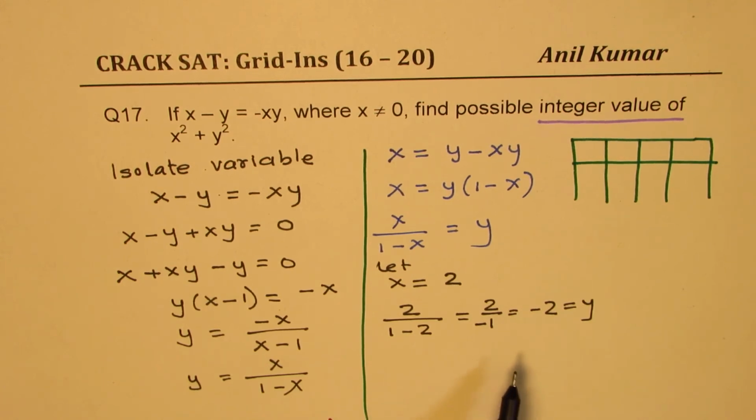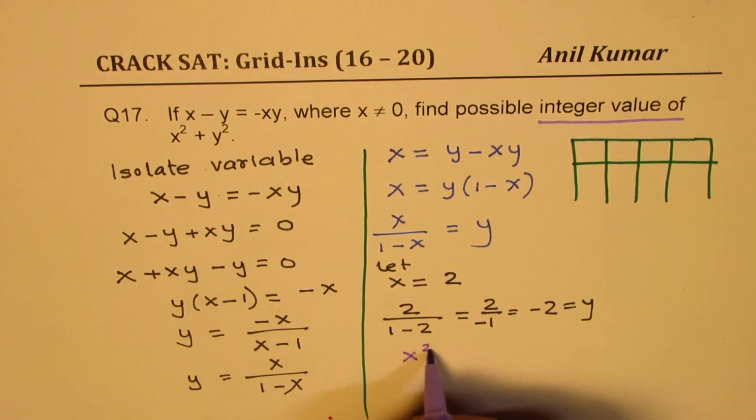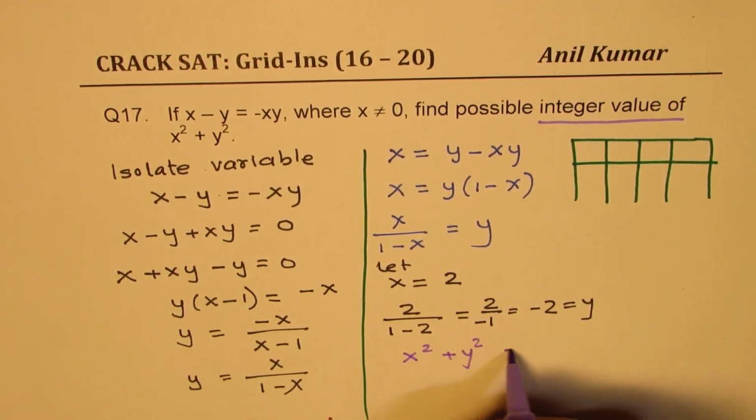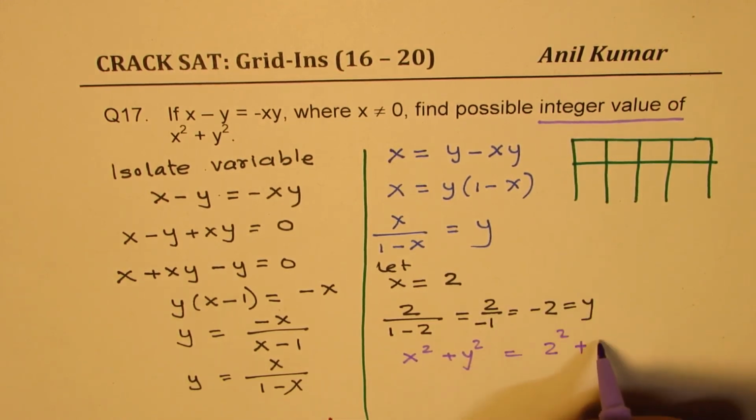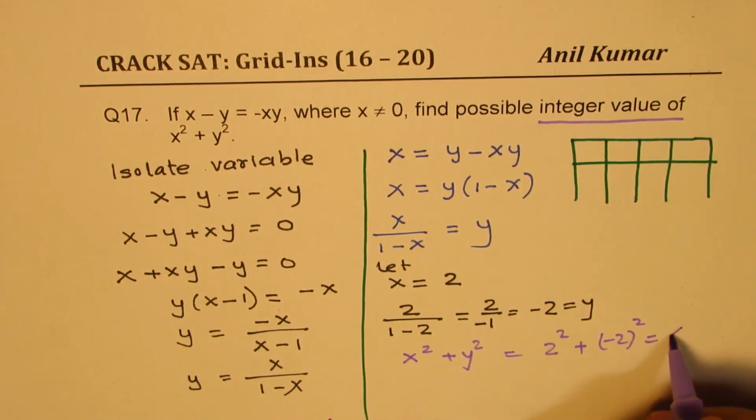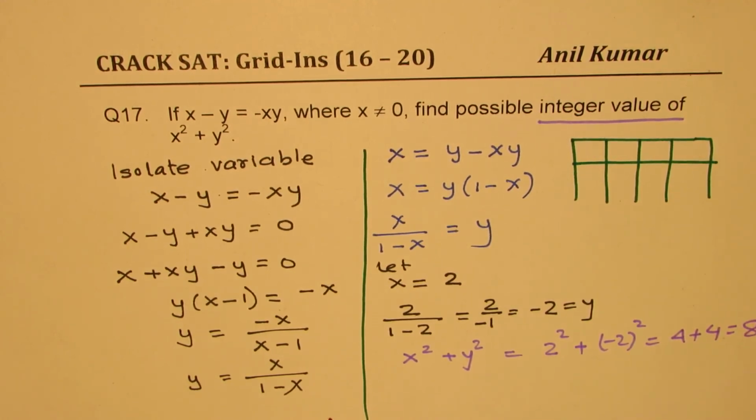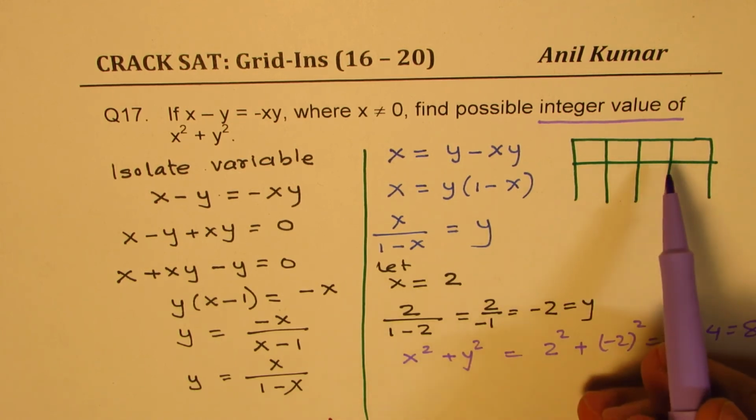Perfect? Now, since we know what x and y are, we can just find what x squared plus y squared equals, right? So x squared plus y squared, x is 2, so we get 2 squared, plus y is minus 2, so minus 2 squared. That gives you 2 squared is 4, plus 4, which is equal to 8. So we get the answer as 8. So you have to grid in 8 in your answer, correct?